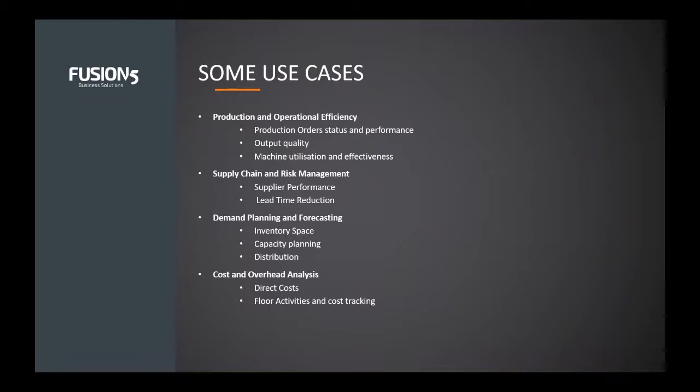It's not limited to this, but these are the main ones we focus on. So it's production and operational efficiency. There we look at things like production orders status and performance. So we have some reports available where we can show you how many production orders you have, how many of them came from plans, and so on. How many of them, what statuses are they sitting in? How many of them have been released? How many of them have been completed, in review, etc.